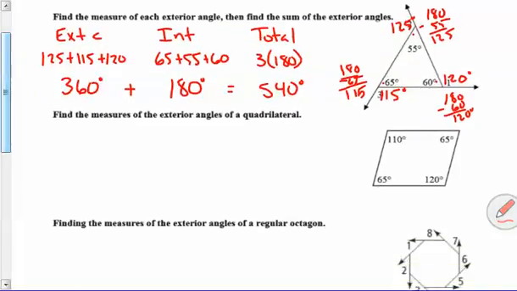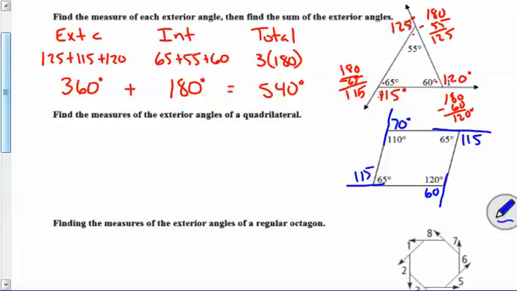Okay, so now let's examine this quadrilateral. If I extend this side out, an interior angle of 65 would give me an exterior angle of 115. Interior of 110 would give me an exterior of 70. Again, interior of 65 gives me 115. And 120 gives me 60.